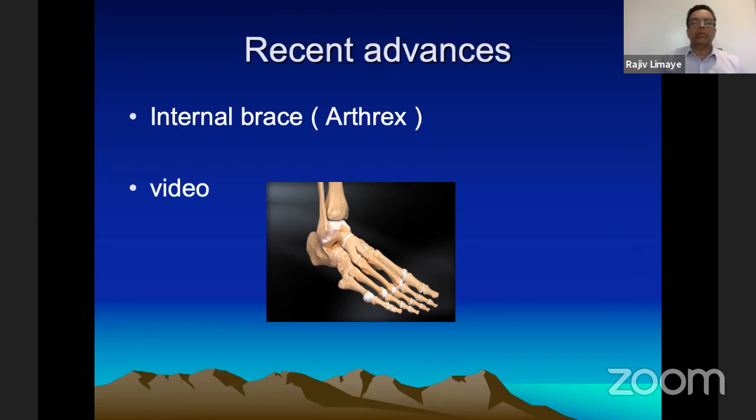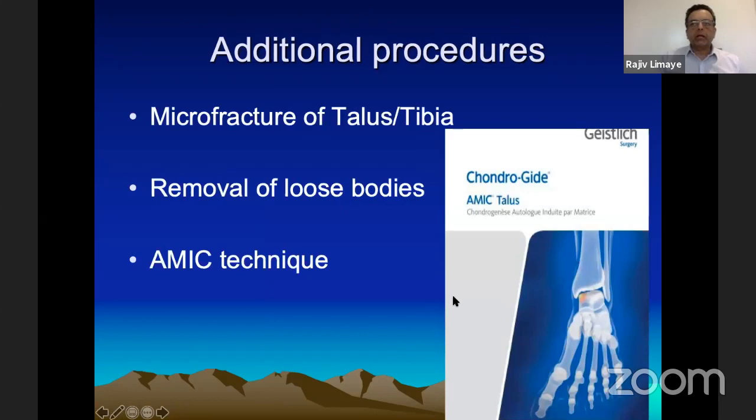There are some additional procedures that may be necessary, and they include microfracture, like I mentioned earlier on. There could be removal of loose bodies, or lately we have been using the AMIC technique, the autogenous matrix-induced chondrogenesis technique, which is a very effective technique using something called a chondro guide. This is a patch that is used to cover cartilage defects, made from xenografts.